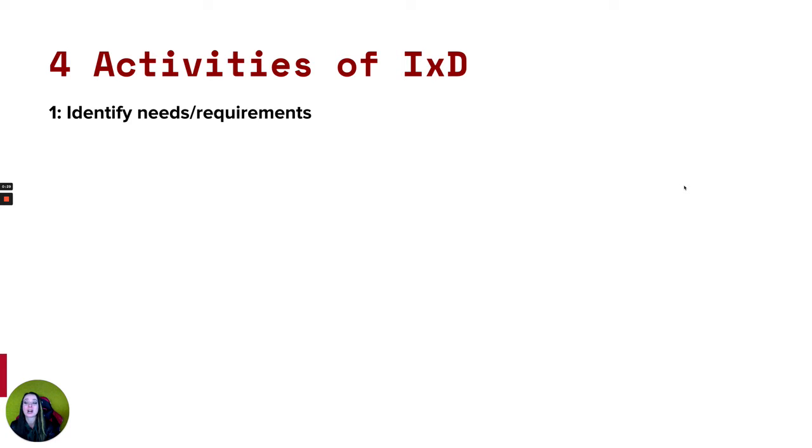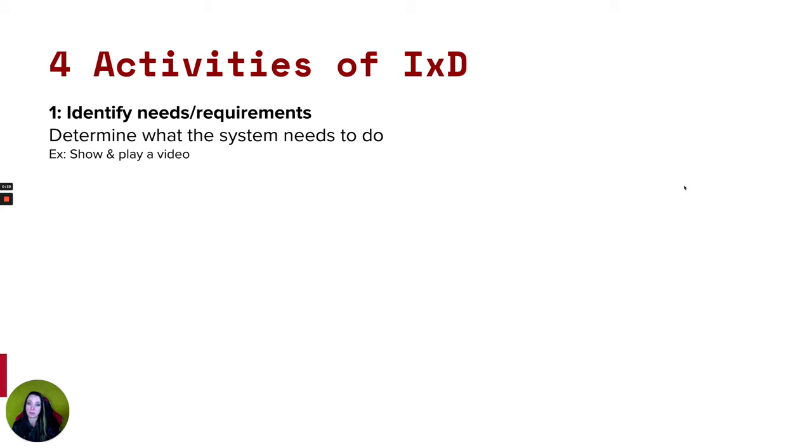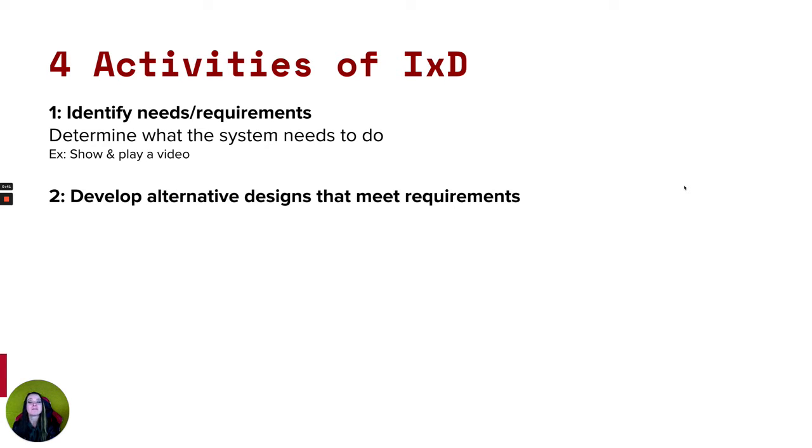So first you start with the needs and requirements, figuring out what the system needs to do. In the YouTube example, we know that we need to show and play a video and let people see a video and then start playing it. After we figured out what the system needs to do, we might come up with different ideas and alternatives that meet the requirements, so coming up with different possibilities.